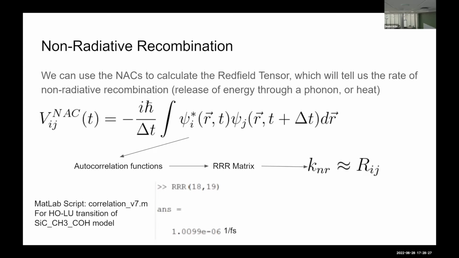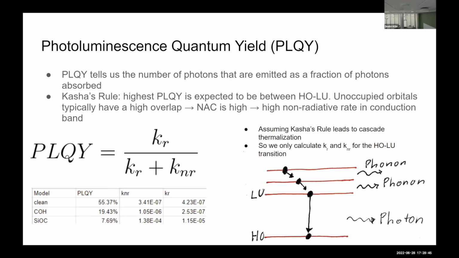Just for an example, down below, I did this calculation for one of my models for the HOMO-LUMO transition. And when you run the correlation MATLAB script, the output in the triple R matrix is going to be in inverse femtoseconds, in case you need to convert that to anything else. Combining those two rates, we're going to be able to get this photoluminescence quantum yield, which is a lot of words, but basically all it's saying is how many photons are emitted as a fraction of how many photons are absorbed.